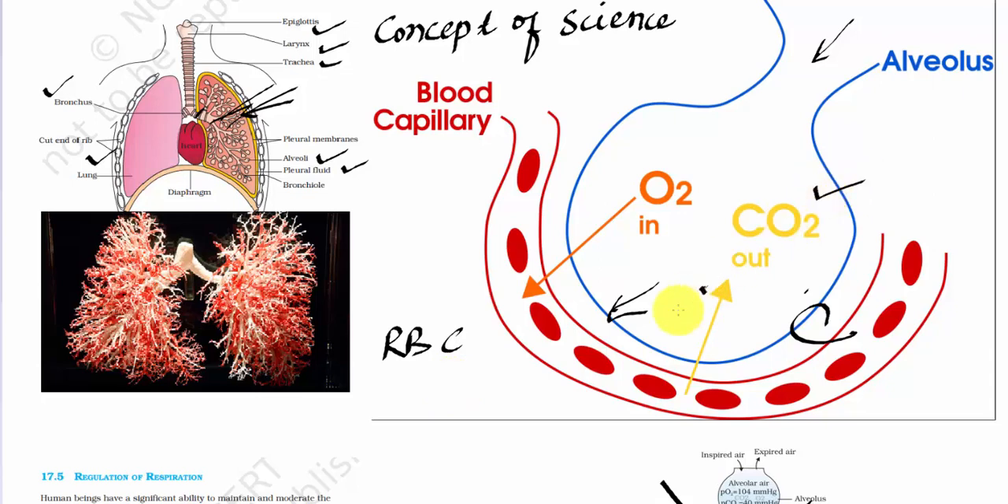In the CO2 case, the cells have generated CO2. CO2 is coming out from the cell. So this CO2 combines with hemoglobin and forms carbaminohemoglobin. 20 to 25% of the carbon dioxide is transported like that. The rest, 70% of carbon dioxide, is transported as bicarbonate dissolved in the blood. The rest 7% is transported as dissolved in the plasma. So this is how the gases are transported, and the blood helps in the transport of these molecules.